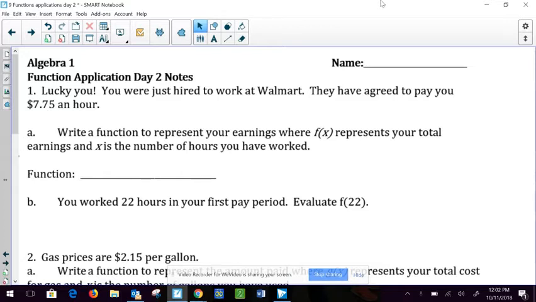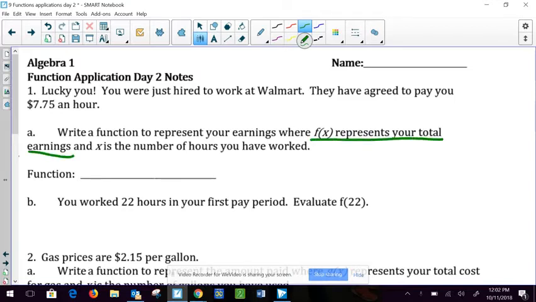So if we look at our first example, it says, lucky you were just hired to work at Walmart. They have agreed to pay you $7.75 an hour. Letter A is asking us to write a function to represent your earnings, and it tells us that f of x represents your total earnings, and x is the number of hours you have worked.